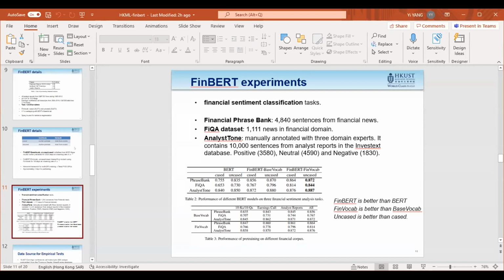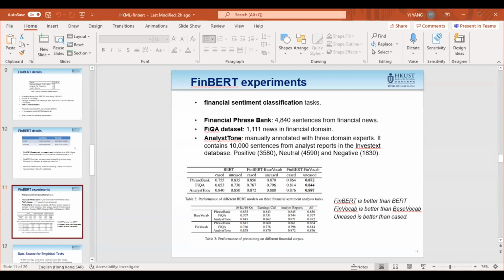Sorry, did you release this data set as open source, or not? The first 2, the Financial PhraseBank and the FiQA data set, are publicly available. The analyst tone data set is not publicly available yet.